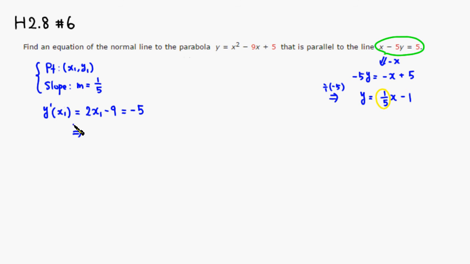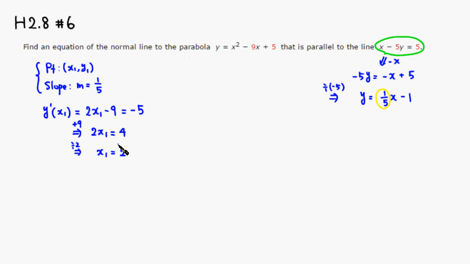So first I'm going to add 9. We get that 2x1 is equal to negative 5 plus 9, which is 4. Then we can divide through by 2 to get x1. So x1 is 2.